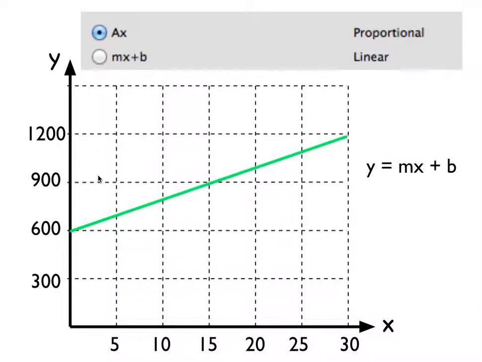Okay, the first graph type that you should already be familiar with is a linear graph. A linear graph has an equation of y equals mx plus b. When you're using LoggerPro and you want to fit a linear graph, you can either pick proportional or linear. The difference is linear will include graphs that have a y-intercept other than 0. So in this case, the y-intercept is 600. You would have to pick linear for this graph type.